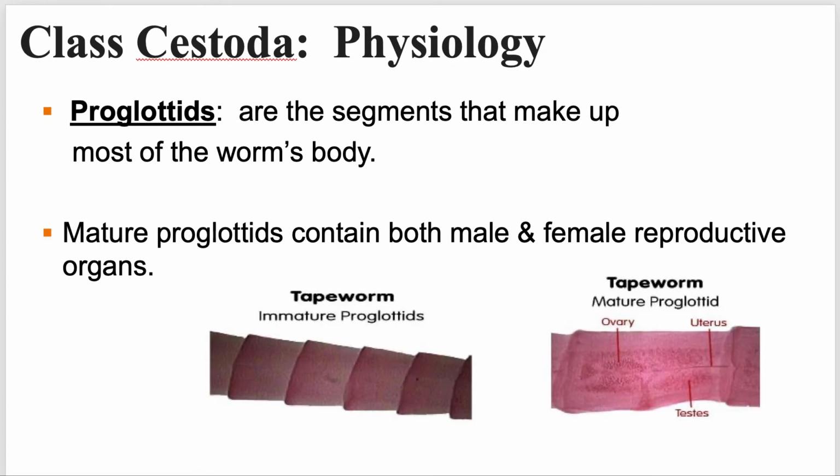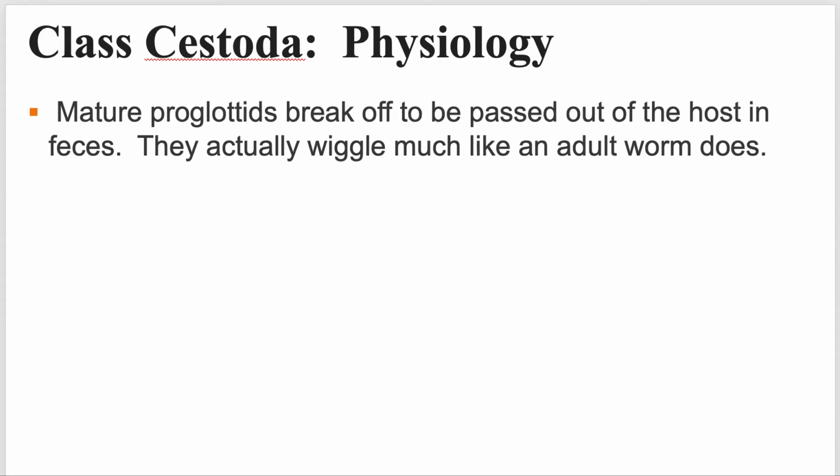All right. Then they have proglottids, which are segments that make up most of the worm's body. So you can see a little section of the worm here. Mature proglottids will contain both male and female reproductive organs. You can kind of see here, it's not a great quality picture, but it has ovaries and testes in each section of the worm. Right? Mature proglottids can break off to be passed out of the host in the feces, and they actually can wiggle around like an adult worm does a little bit, which is just kind of gross.